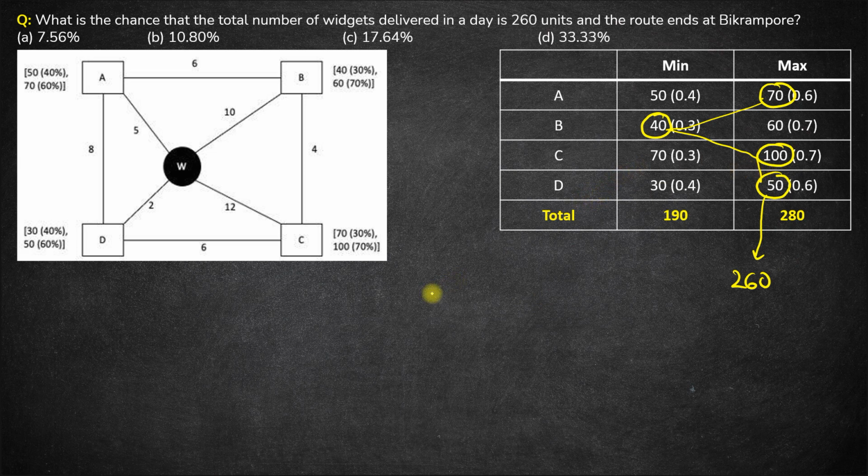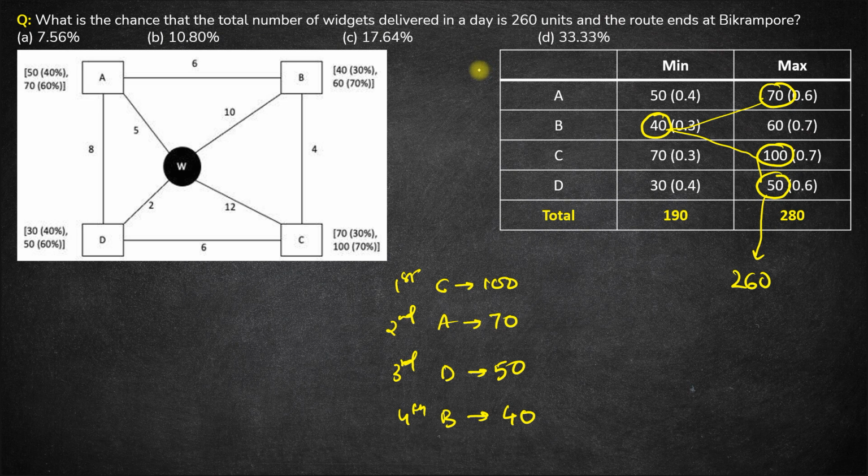So what will happen is we will have to visit places in decreasing order of their demand. So the highest is 100 for C. So this will be the first location to be visited. Second location would be A with a demand of 70. Third location should be D with a demand of 50. And the fourth location would be B with a demand of 40. Okay. So the question is, what is the probability of this happening?